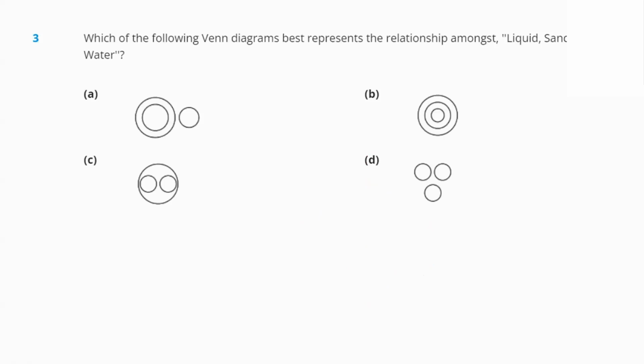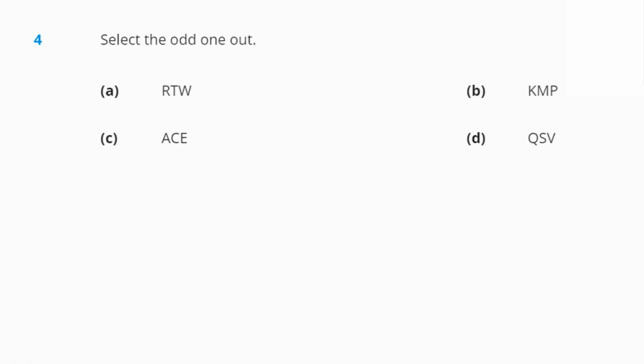Which of the following Venn diagrams best represents the relationship amongst liquid, sand and water? So as we know that water is a liquid and sand is a solid. So if we assume this to be water, this to be liquid and this to be sand, so our option A will be correct. Moving on to the next question.